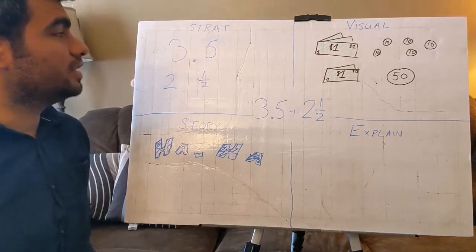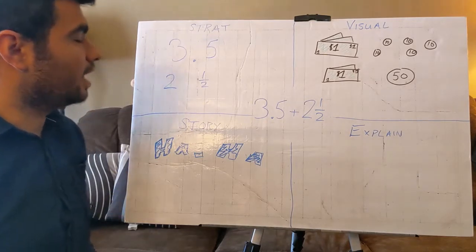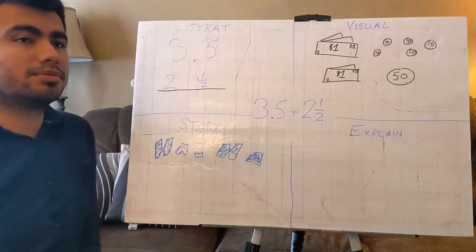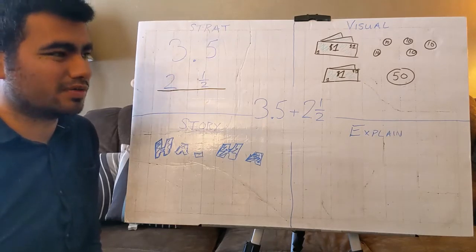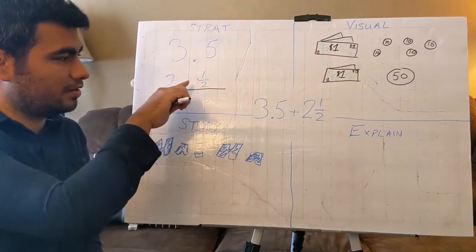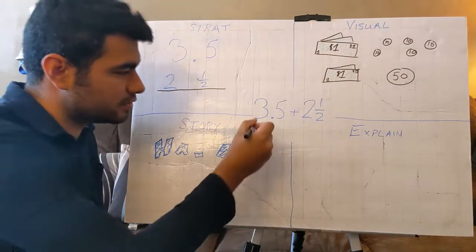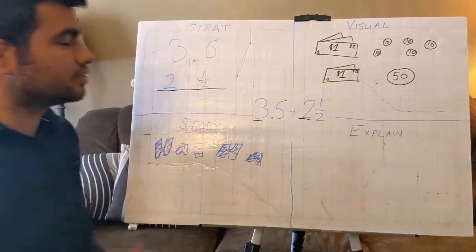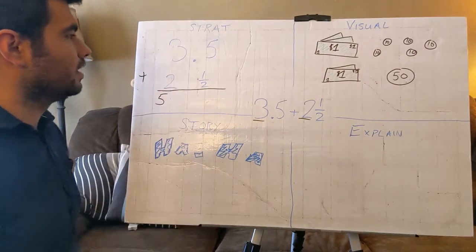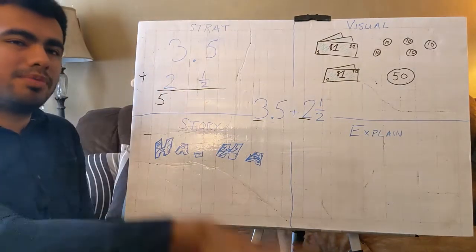Now, with this strategy, I'm going to first add my whole numbers together. Those are my bigger numbers out in front: the number in front of the decimal and the number in front of the fraction. So it would be my 3 and my 2. Those are my whole numbers. If I add those together, I get 5. All right, now I'm going to worry about the back numbers.